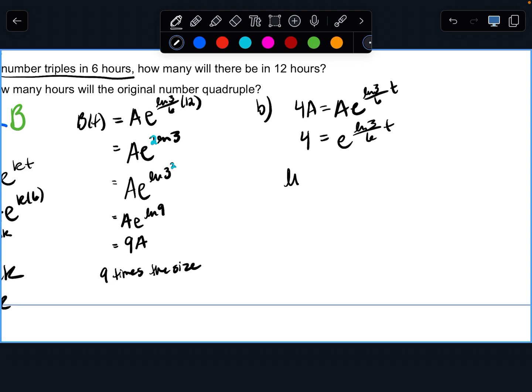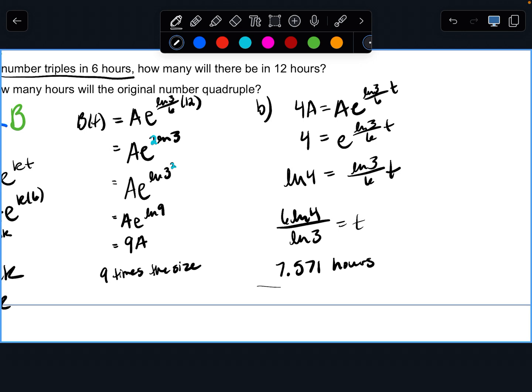Because now we're just mathing, right? So you take the natural log of both sides, right? Divide it out. Again, if it was no calculator, they give you this as an option. Or if it was calculator, they make you tap it out on the calculator. So in 7.571 hours, that's how long it would take to quadruple.